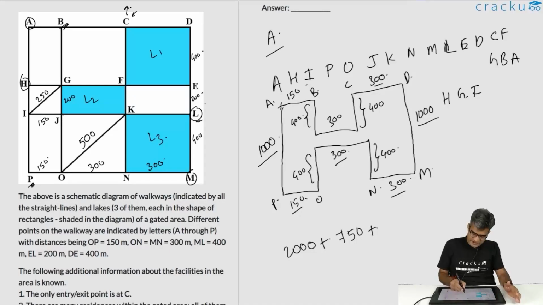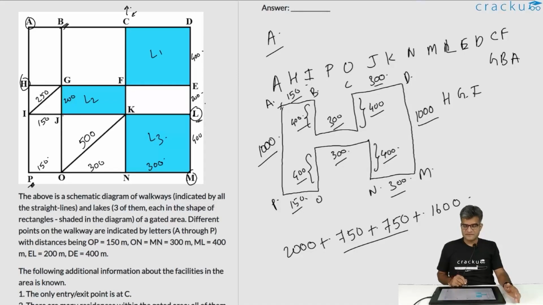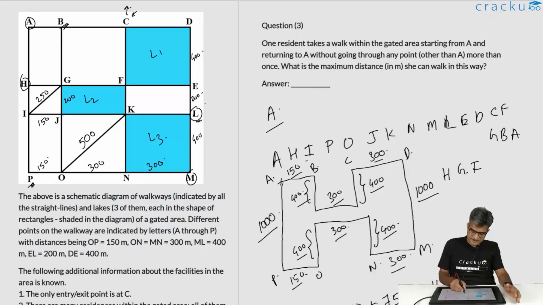Plus 300, 300, 150 is another 750. Plus he has 400s 4 times, that is 1600. So the total is 750 plus 750 is 1500, plus 1600 is 3100, plus 2000 is 5100. So the answer for this question is 5100.